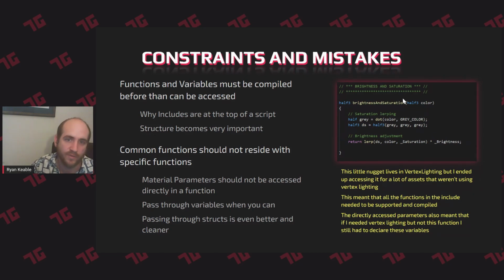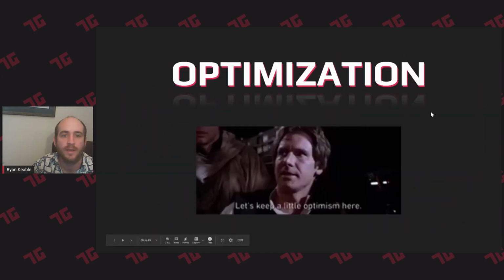And another issue here with this function is that I am directly accessing material parameters of brightness and saturation. What you really should do here is pass through those variables when you're calling the function. Otherwise, those parameters have to be declared on every single shader that you are using to access this library. And again, it just muddles it and makes it a little less flexible and difficult to use.